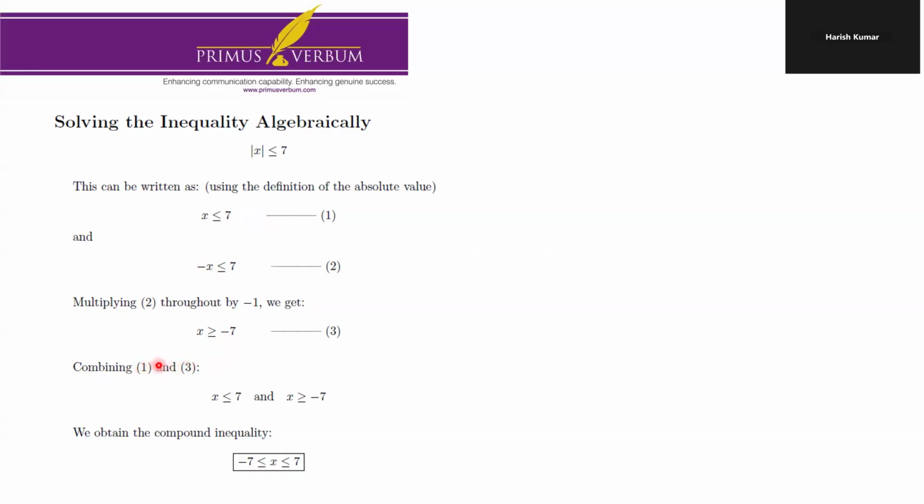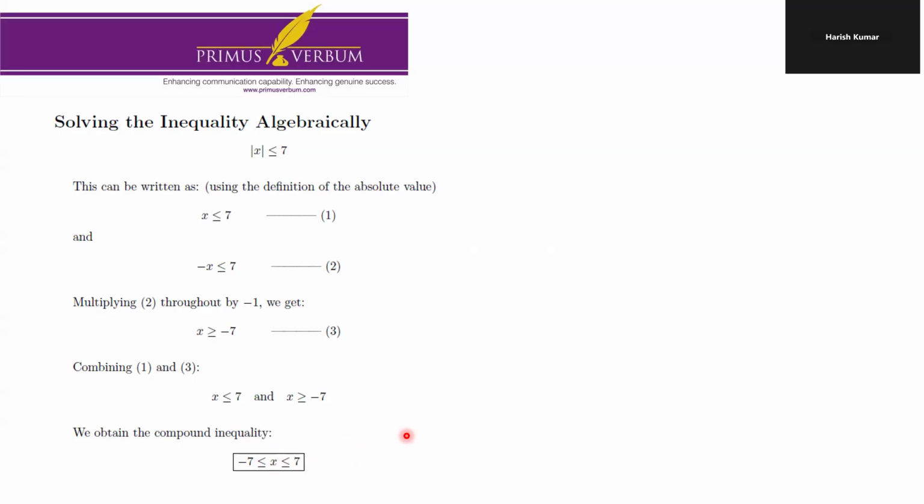Now, combining these two equations, 1 and 3, that is x less than or equal to 7 and x greater than or equal to minus 7, we can create a compound inequality which is minus 7 less than or equal to x less than or equal to 7. What this means is the value of x falls between minus 7 and 7 inclusive of both the numbers.